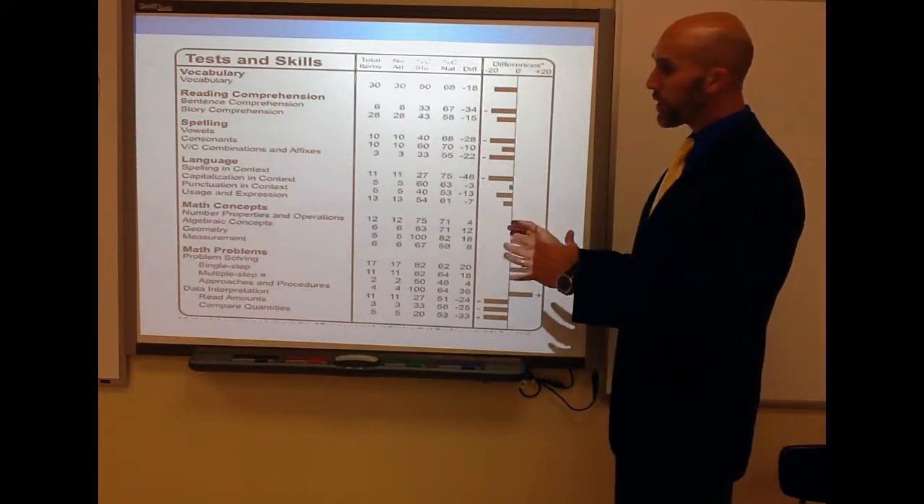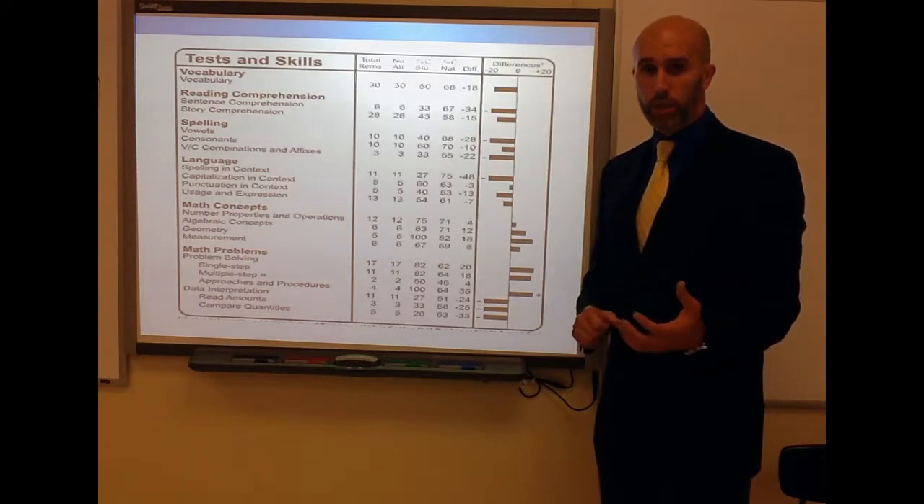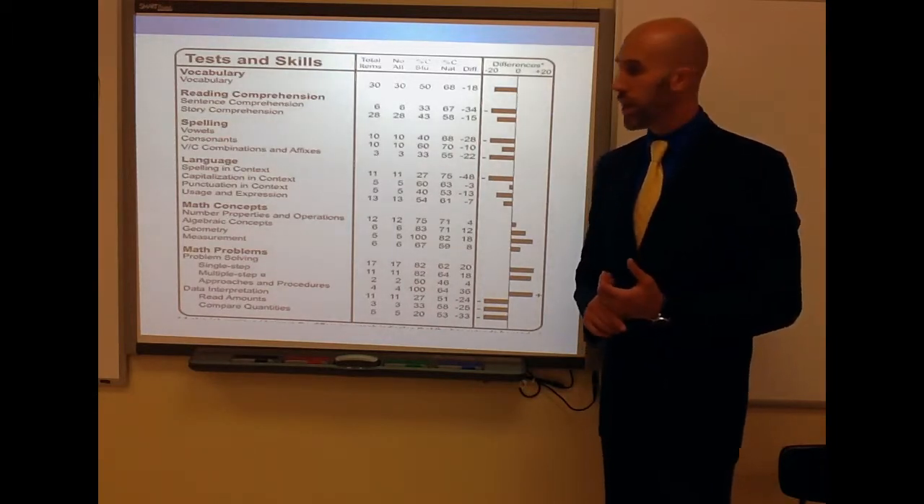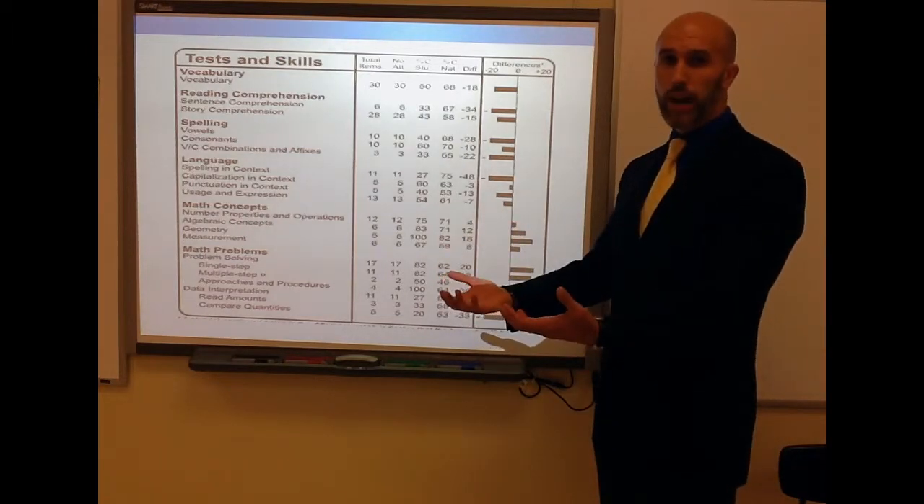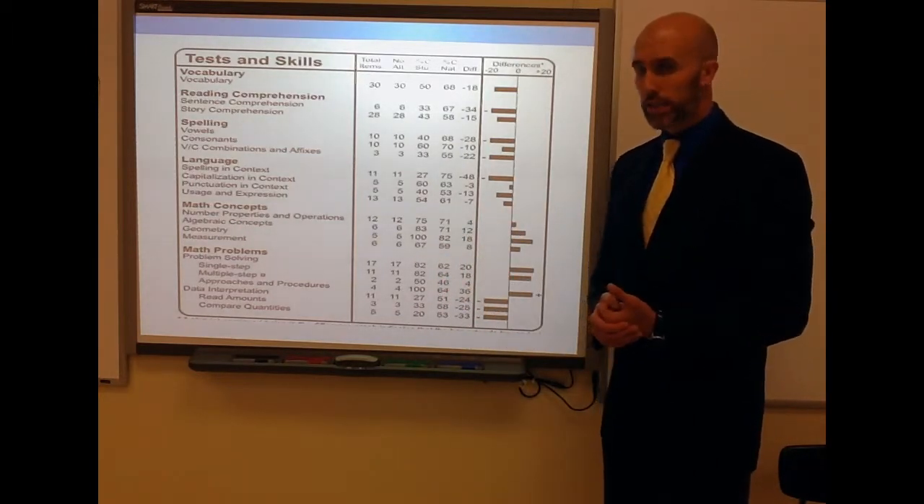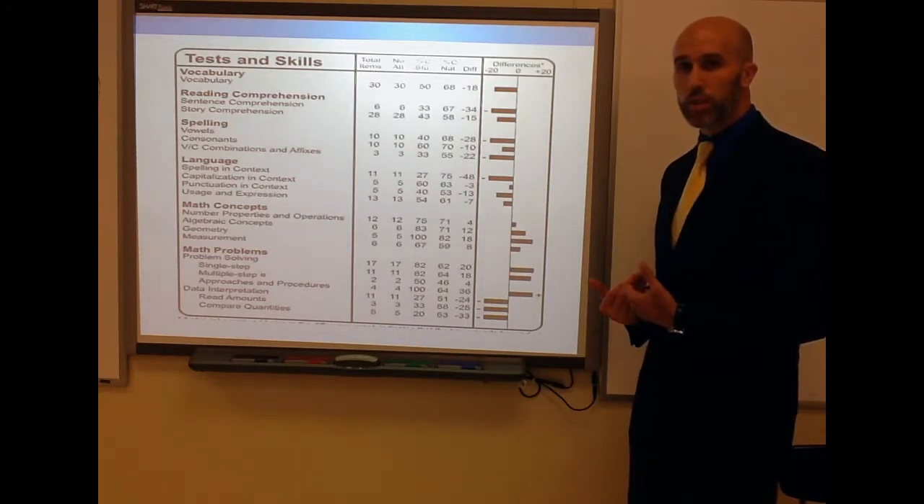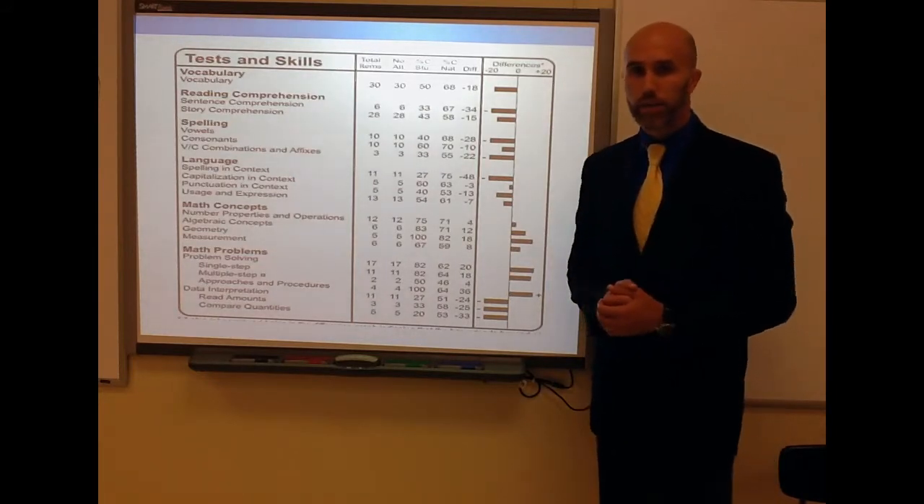So as you are using this bottom half of the form to interpret and analyze your son or daughter's scores, you can, by looking at this final column, look for those things to the left. Those might indicate areas of weakness. Those bar graphs that move over to the right could indicate potential areas of strength.